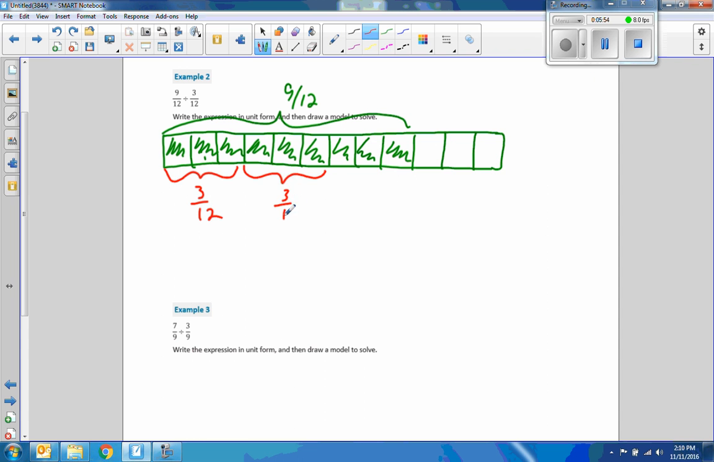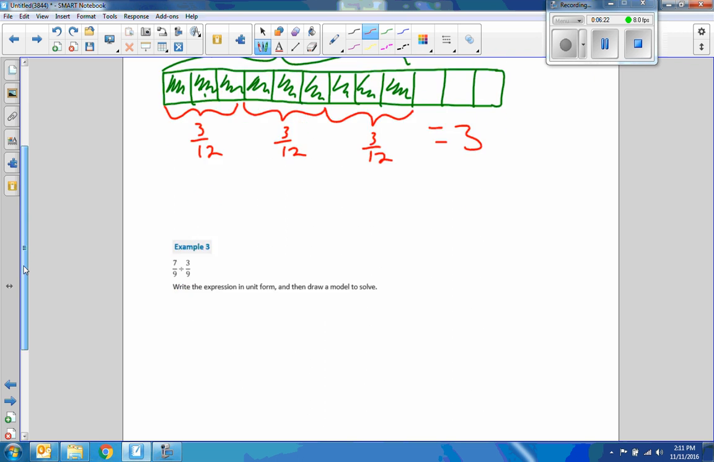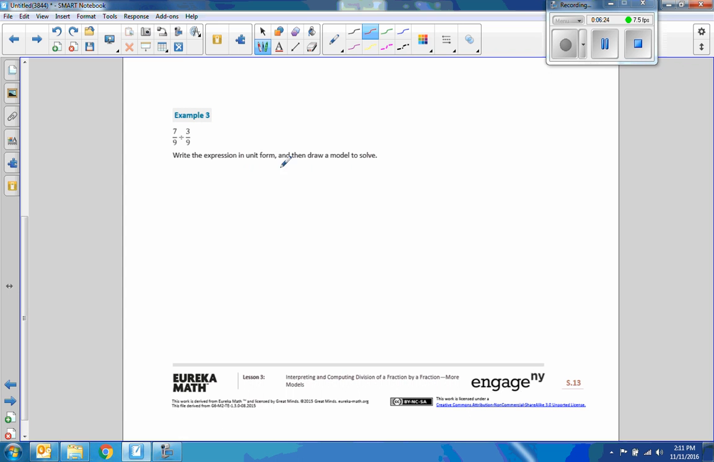Here's 3 12ths. And there's 3 12ths. So 9 12ths divided by 3 12ths. Well, how many 3 12ths are there? There are 3 in that. So the answer is 3. Next example, write an expression in unit form and then draw a model to solve.